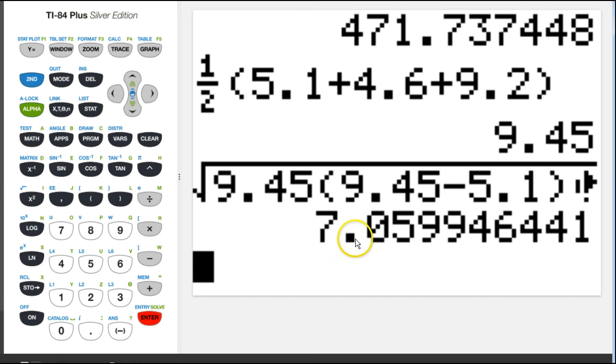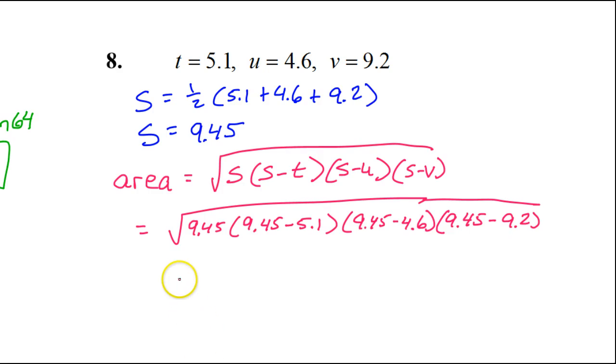I am getting 7.0599. So that's going to round up to 7.060. And again, I'm going to put units squared.